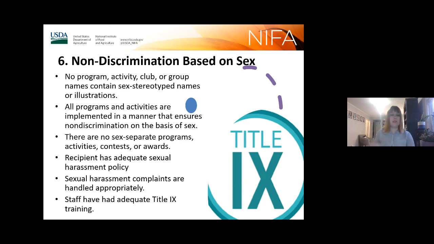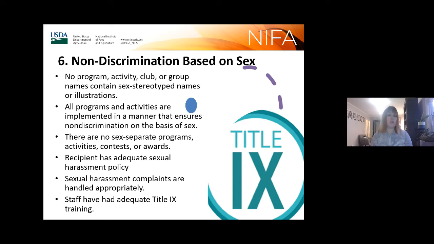Review area number 6 is non-discrimination based on sex. For this review area, again, we're going back to review areas that are the same for research and extension. That no program, activity, club, or group names contain sex stereotype names or illustrations. So this has to do with program materials, brochures, names of clubs and groups, and things like that. All programs and activities are implemented in a manner that ensures non-discrimination on the basis of sex. There are no sex-separate programs, activities, contests, or awards.